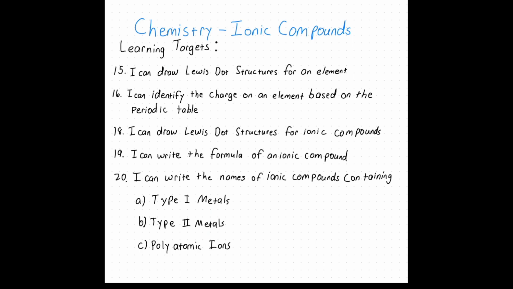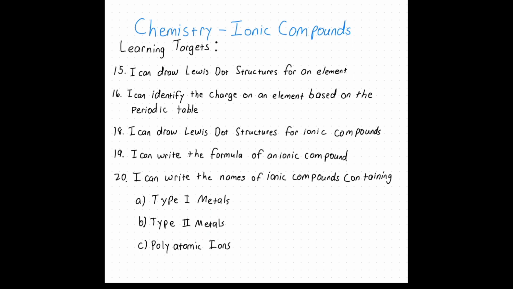But Lewis structures can also be Lewis dot structures, and the dots represent electrons. So that'll be really useful for us when representing ionic compounds and how they form bonds and what kind of charges they will get. So we need to talk about these Lewis dot structures for elements. You'll also be able to identify the charge of an element based off of the periodic table and drawing these Lewis dot structures for ionic compounds.